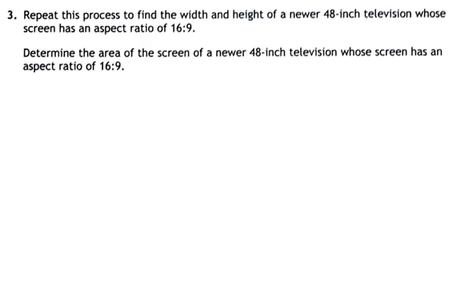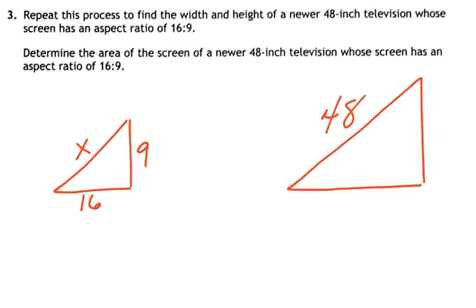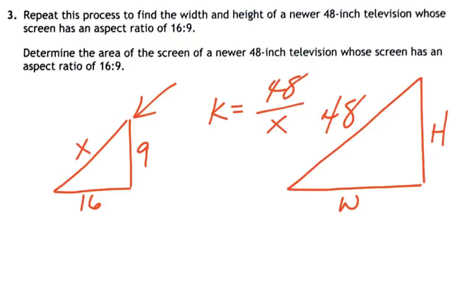So now we're going to do the very similar process with a 48-inch television screen, which has an aspect ratio of 16 to 9. So this is a newer widescreen television, 16 by 9 ratio. So here's how you would set the problem up. You're trying to find the width and the height of the bigger television, the bigger triangle, but we're going to use this aspect ratio of 16 to 9. We're going to find X, and then K is equal to 48 divided by X.